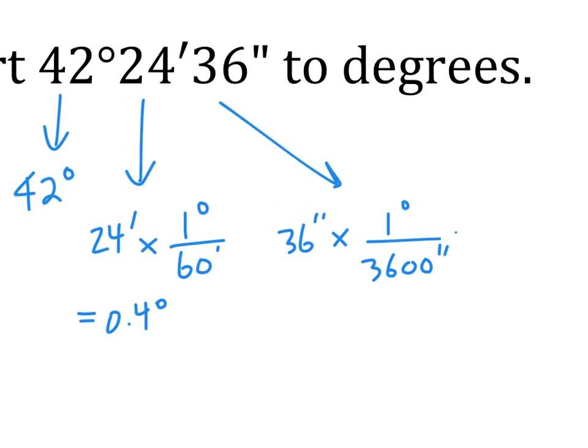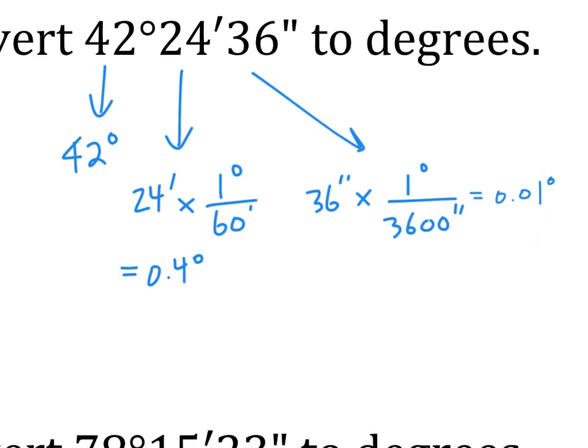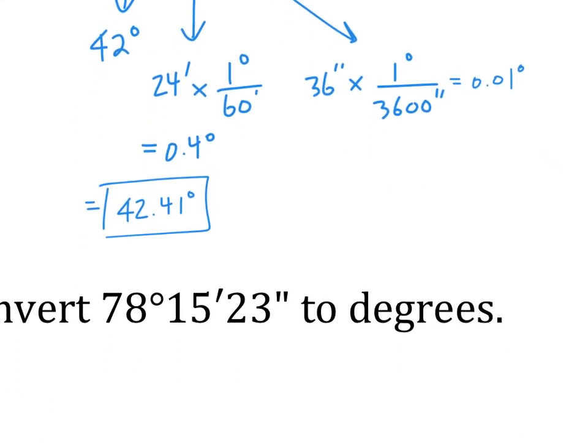Okay. This is going to equal what? 0.01. And then we add up all the degrees together. 42.41 degrees. Yes? Easy? Okay. Let's have you guys try this next one and let me know when you're done. This is 78.2564 degrees. So up around there.